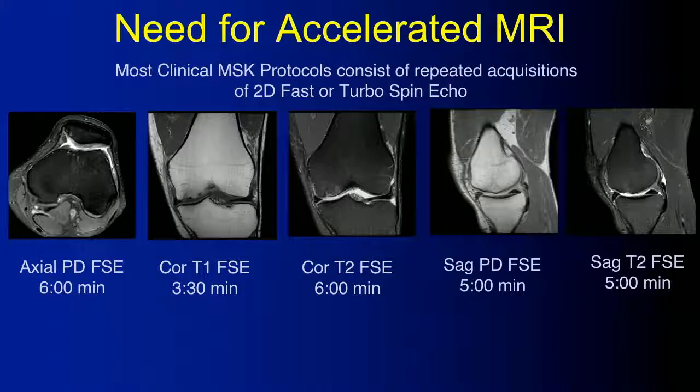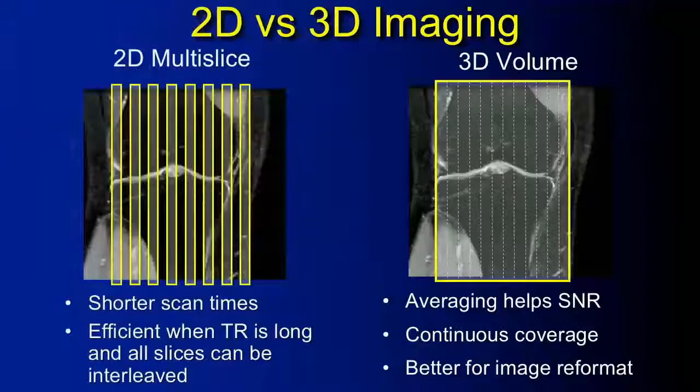So musculoskeletal protocols are typically long. They're usually half an hour time slots on the scanner, sometimes longer. This is an example of our clinical protocol at Stanford. It produces beautiful images with multiple planes of two-dimensional fast spin echo, but it takes quite a long time. And the surgeons are very happy with the image quality, but the folks running the scanners are not so happy with the amount of time this takes.